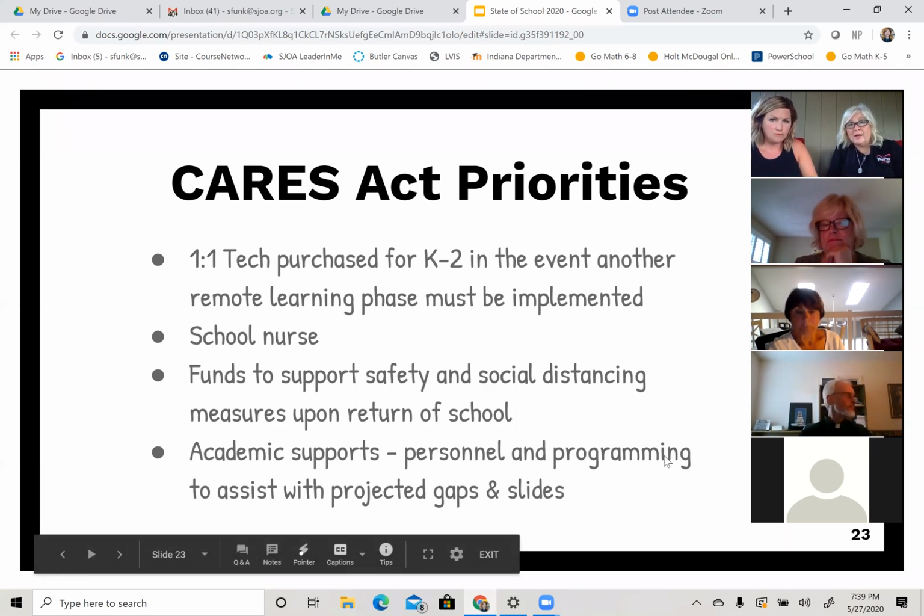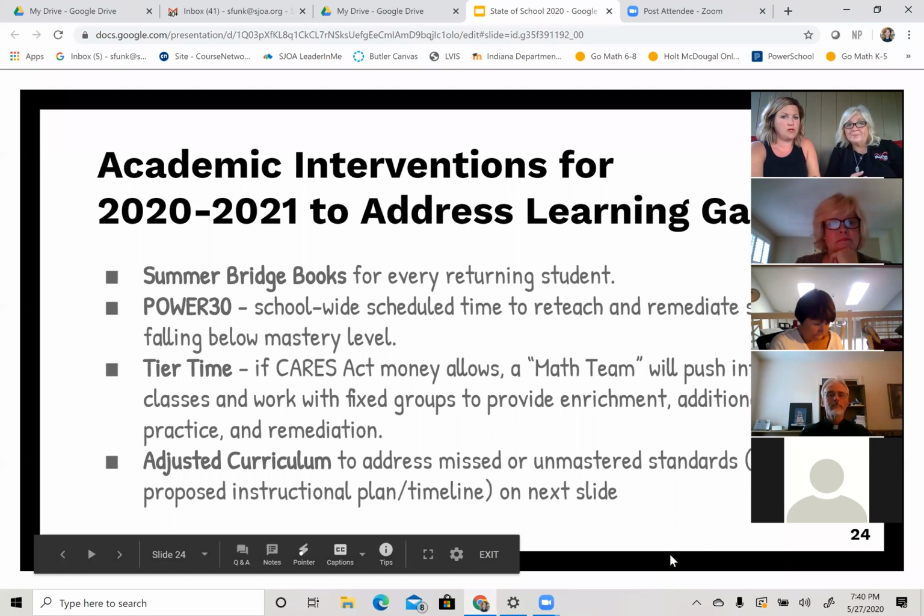School nurse, no brainer. We need one anyway, even without COVID-19. And then social distancing measures, we don't even know what that's going to look like. Will we need screens? Will we need sanitizer in every classroom? Portable hand washing stations. The list goes on and on. And then the academic supports, which is one of the things we're going to talk about.